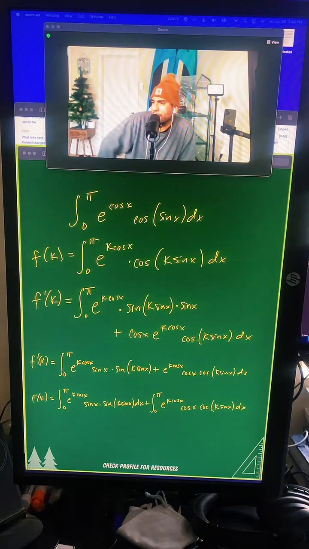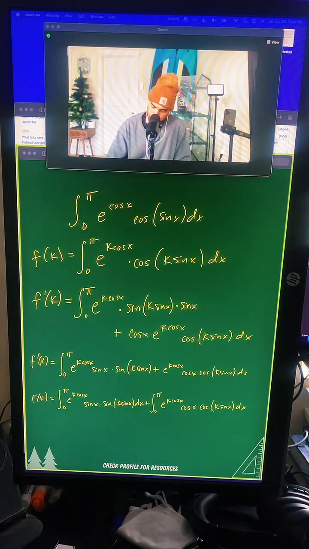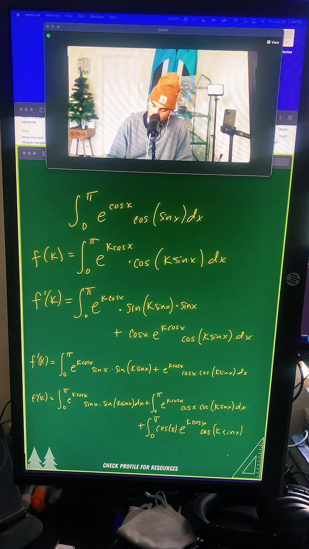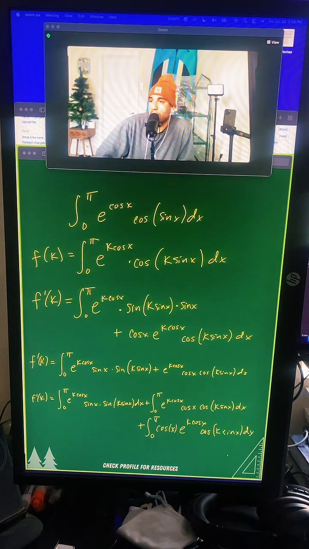And then factor out cosine x from the second one. So this is from the second one. Again, we're going to try this. So supposedly, this is going to be plus the integral of a second function. So I'm going to factor out the cosine, and this is e to the k cosine x cosine k sine x dx. And then you're saying that this is the original function f of x.